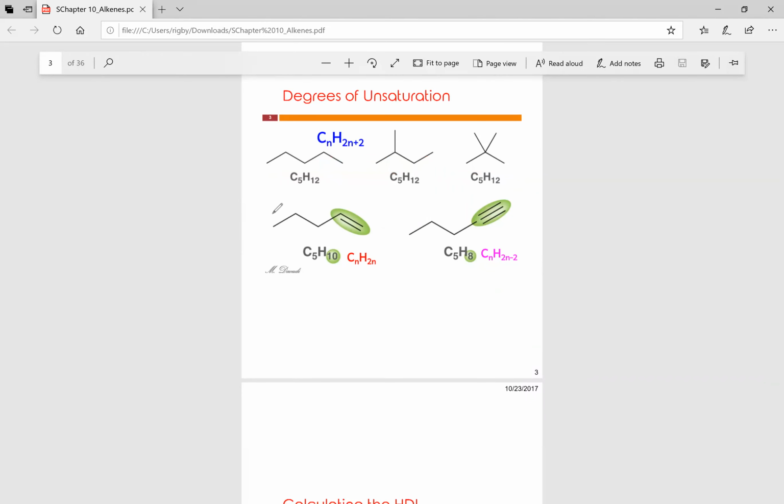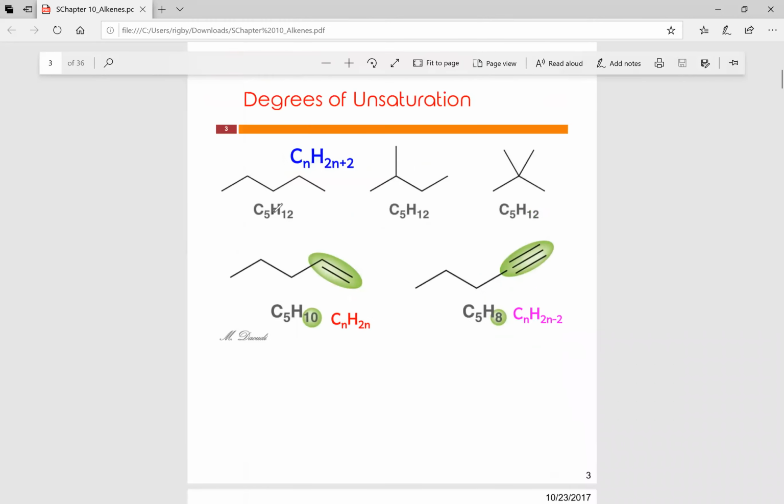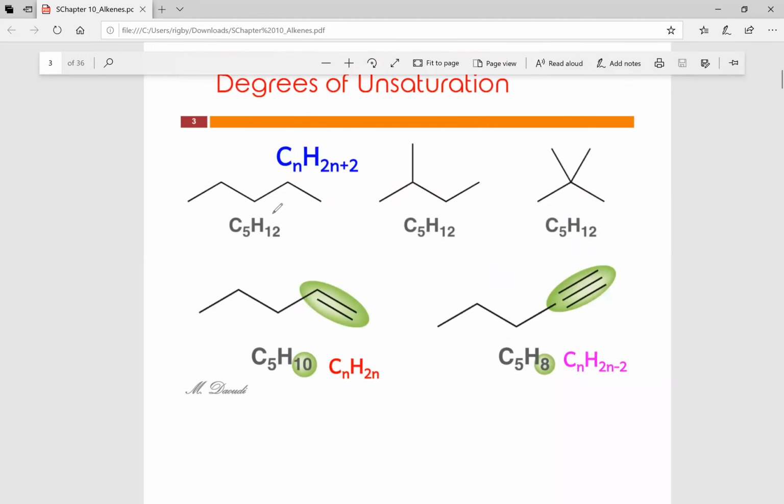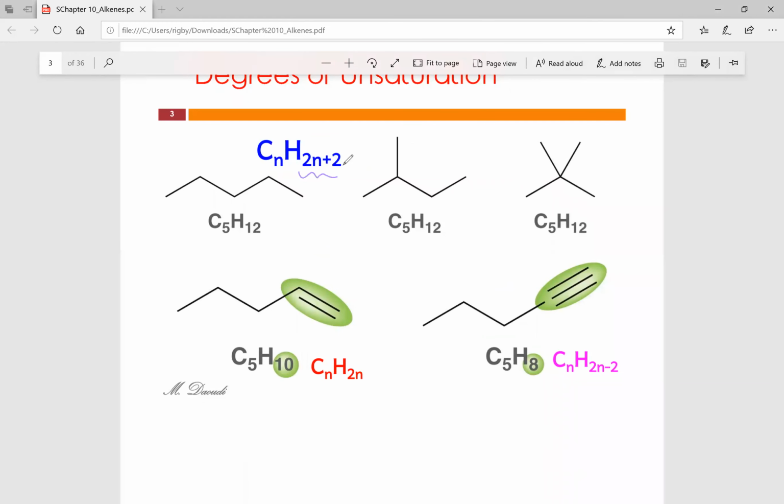When we talk about degrees of unsaturation, we have to talk about saturation first. A saturated hydrocarbon is a carbon compound with the maximum amount of hydrogens for the number of carbons. We know that carbons can have 4 bonds, and it depends on how many other carbon-carbon bonds it has. And so the mathematical representation for the maximum number of hydrogens, given a certain number of carbons, is 2n plus 2.